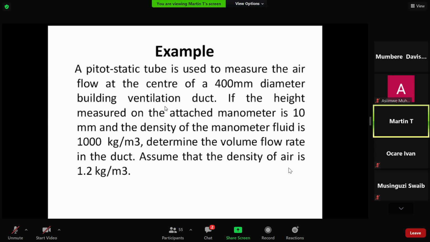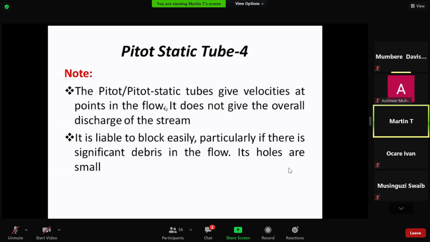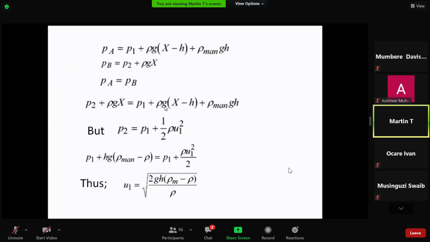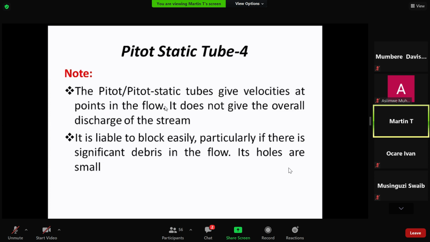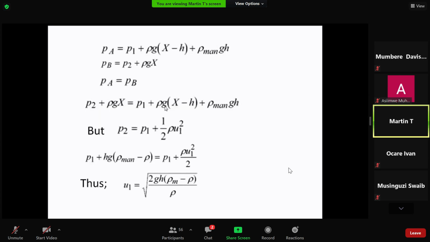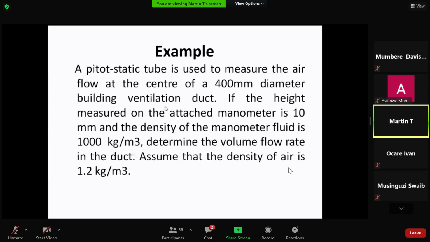It has a density of about 1,000 kilograms per cubic meter. Then rho is 1.2. That is the density of the air whose velocity you're measuring. Now we substitute here and substitute g, you get U1. The U1 gives you the velocity at the point, but we want the volume flow rate because the velocity is in meters per second. To get the volume flow rate, you multiply by the cross-sectional area, and the area is given.